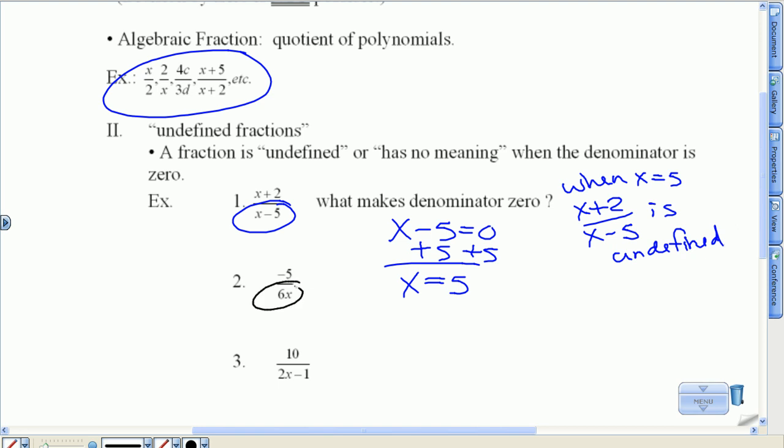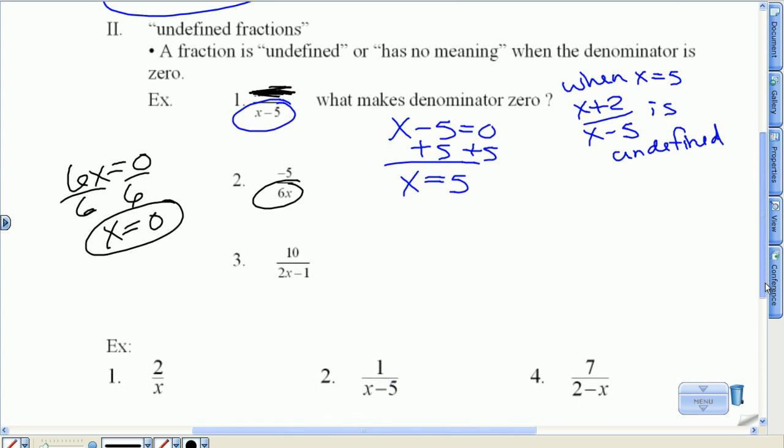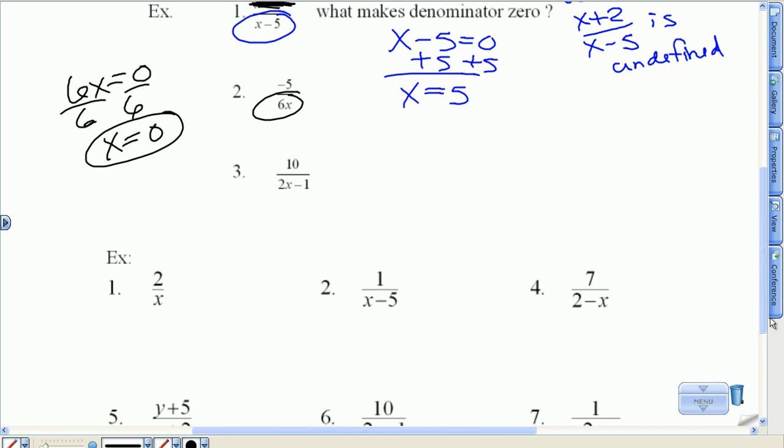So in problem 2, 6x is the denominator. I'm going to set that equal to 0. I'll divide by 6, so x is equal to 0. That will make it undefined. And notice in example 1 here, x plus 2 is on top. I don't care about that. Unless I can factor it, I'm not going to worry about it. Problem 3. 10 over 2x minus 1. I'm going to take 2x minus 1 and set that equal to 0 because this will be undefined when x is equal to 1/2. So I take 2x minus 1, I set it equal to 0 because I'm trying to figure out when it's equal to 0. Add 1 and divide and get x equals 1/2.